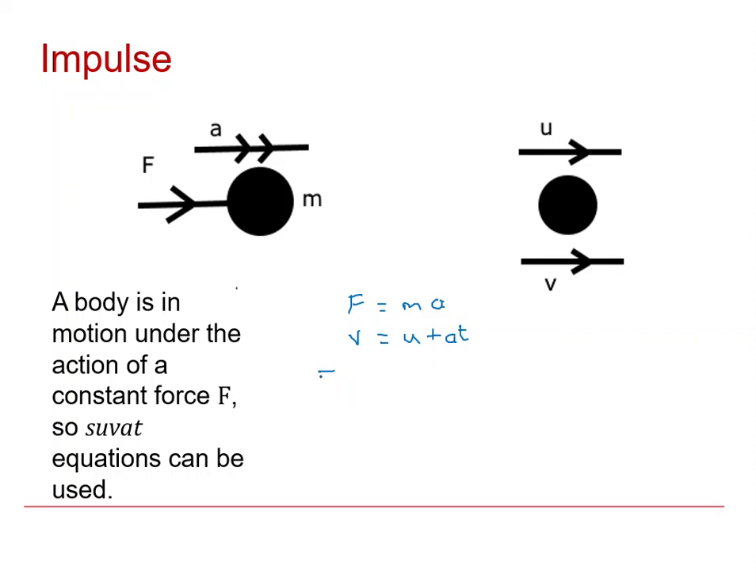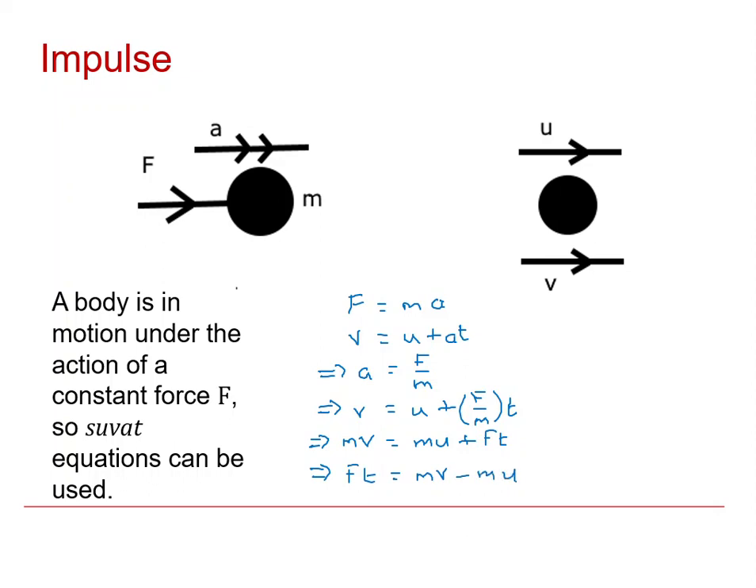Now from the first equation we can deduce that the acceleration is the force divided by the mass, and that can be substituted into the second equation to say that v is u plus F over m times t. Now we don't like fractions, so we multiply by m and we get mv is equal to mu plus Ft. Now this is starting to look as if it might have something familiar about it. mv is momentum at the end and mu is the momentum at the beginning. So let's express it more helpfully as Ft equals mv minus mu.